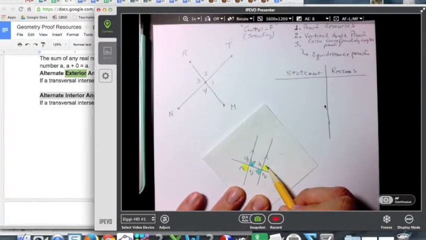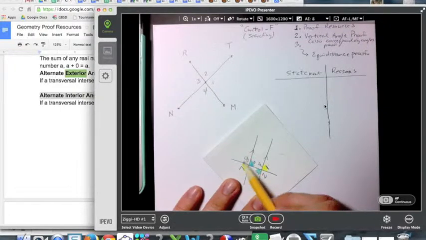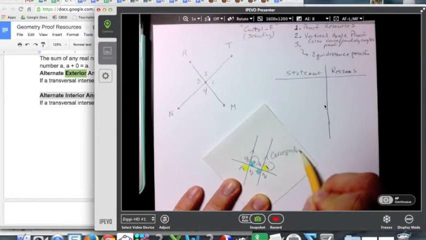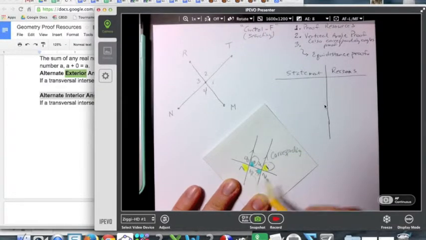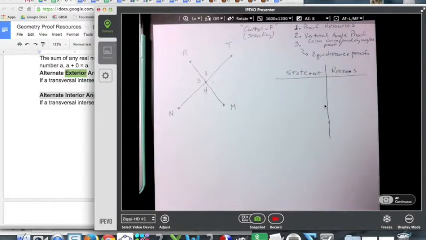You want to find on another block a corresponding corner. 6 is also the northeast corner of this block. So 6 on this group corresponds to 1 over here. So 6 and 1 would be corresponding angles. And the same goes for 2 and 5, 3 and 7, and 4 and 8. Okay? Just a real quickie on those two, and now I want to get you into the vertical angles proof.